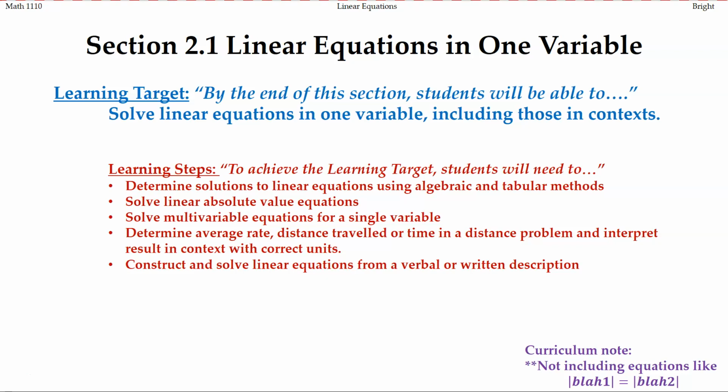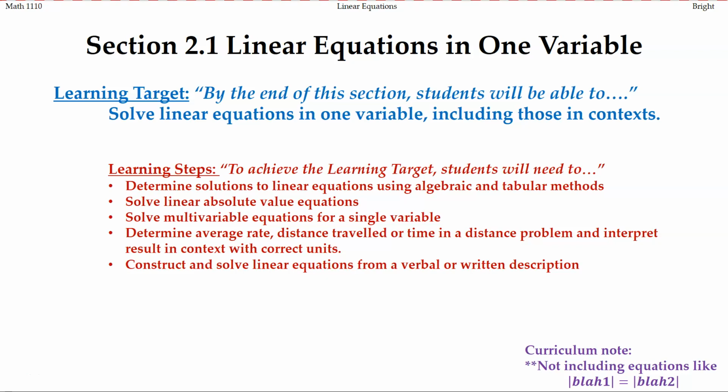And to get there, we have a few different things we need to be able to do. This video is going to focus on the first one, so solving linear equations using algebraic methods. We could also maybe see solving equations using a table too. We will maybe see a few examples like that in class. And then talk about absolute value linear equations.